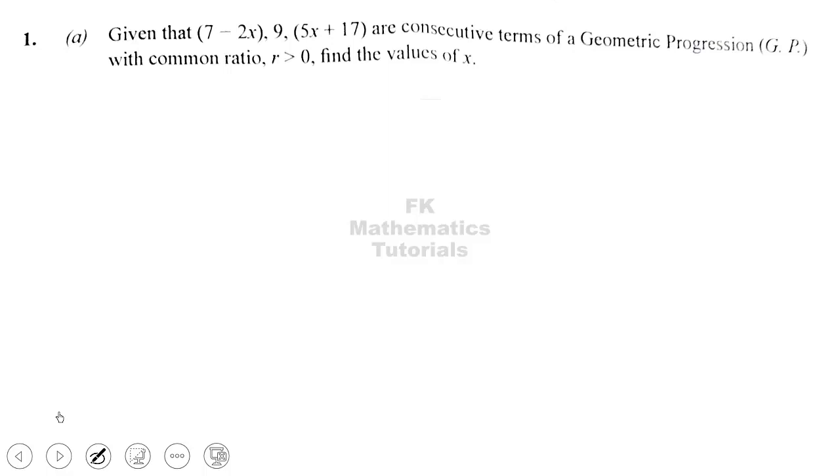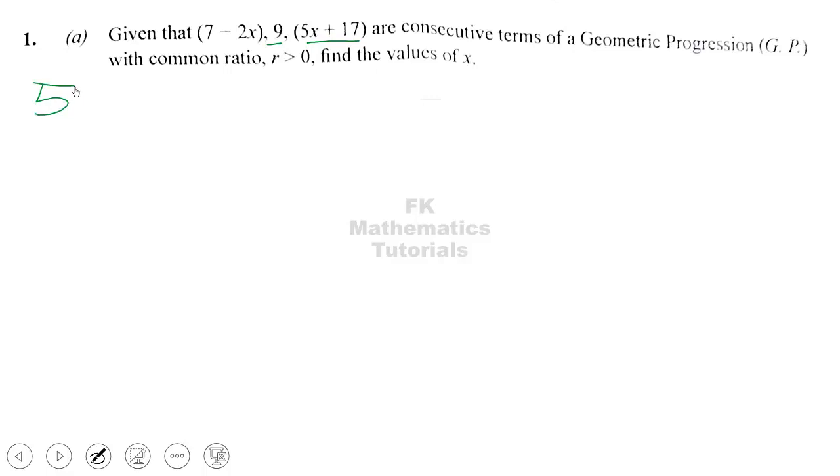the A part of question 1, it says that given 7 minus 2x, 9, 5x plus 17 are consecutive terms of a geometric progression with common ratio r greater than 0. Find the values of x. So this is a geometric progression. So we can find a common ratio using this and this.